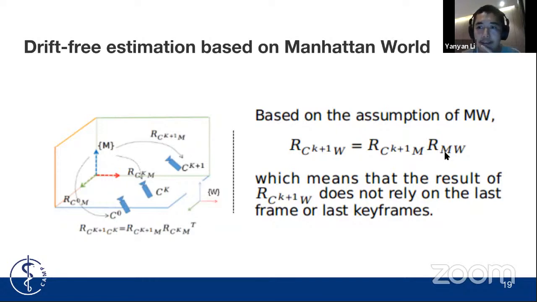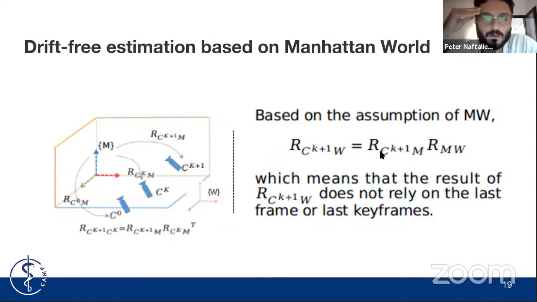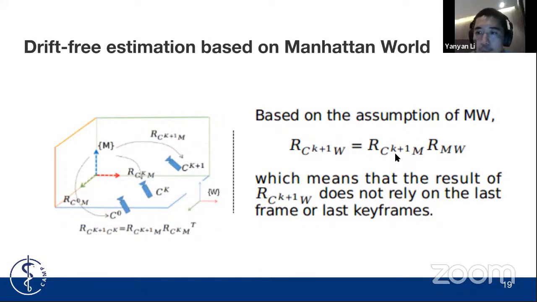But how does the camera play here? After obtaining this one, we need to compute the rotation relation between the camera and the Manhattan world, right? Since the first rotation, RC0 and M, is already computed, we need to, if we want to... Just to make sure, the first rotation is Manhattan to world. That's the first rotation computed?